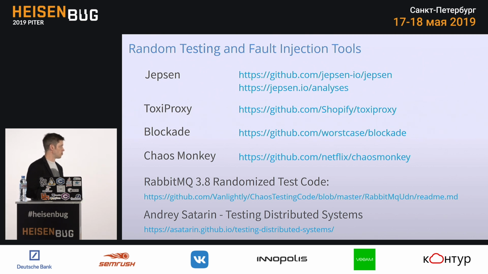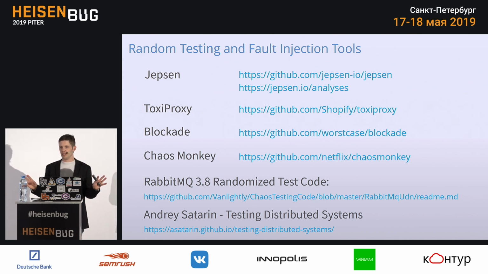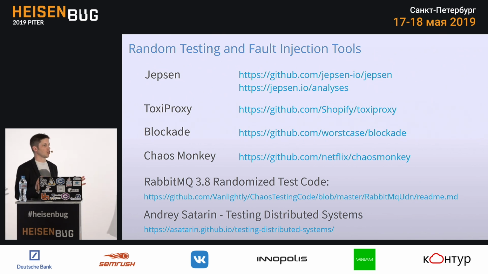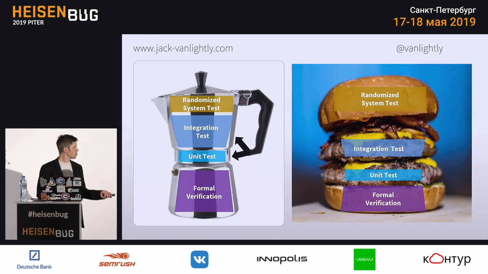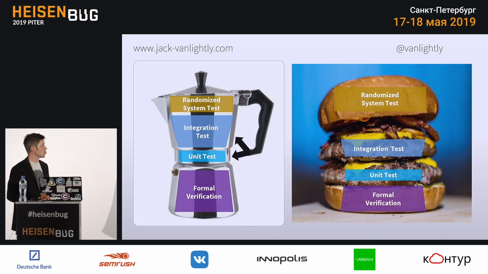And another great source of learning about testing distributed systems, which I have to say is a massive area, okay? It's just huge. There's so many different, and it's a very active area of research. So Andre has a GitHub page, and I highly recommend going through it. It would take you a long time to read it all, because there's a lot there. So there we go, the testing cafetiere or the testing hamburger, whichever you prefer.